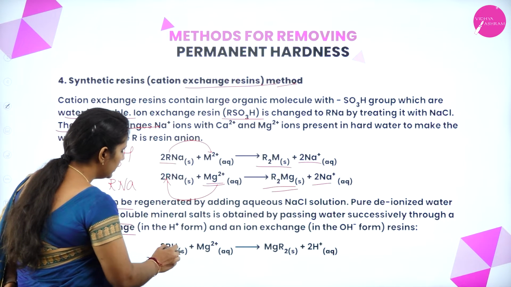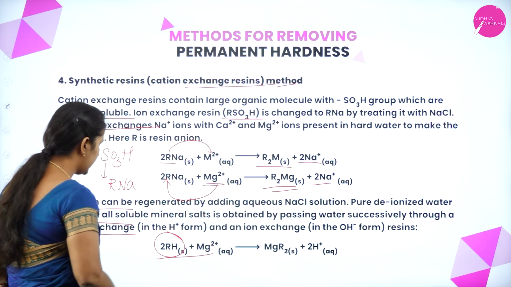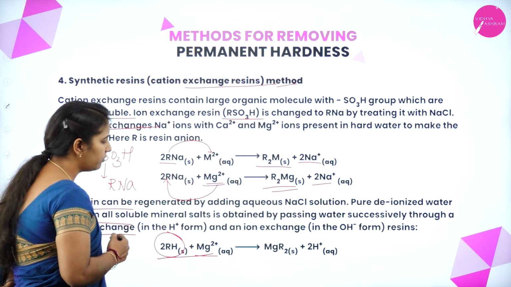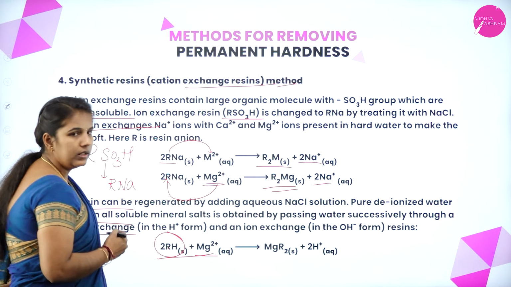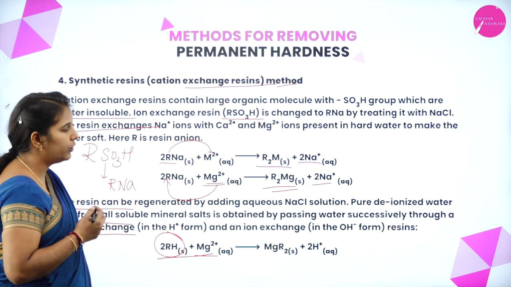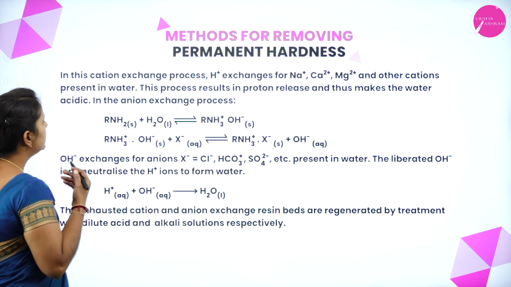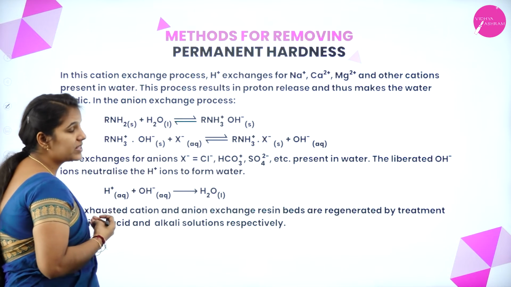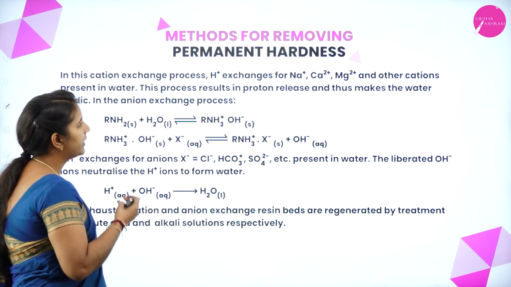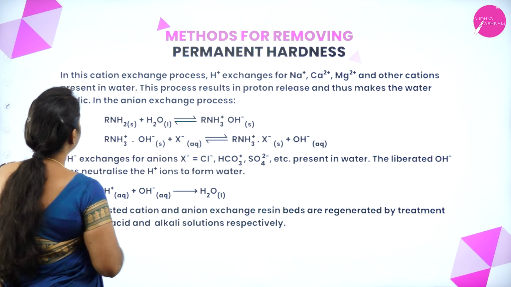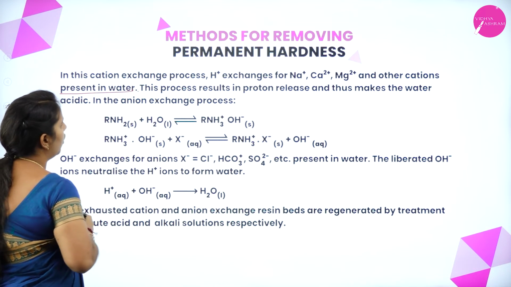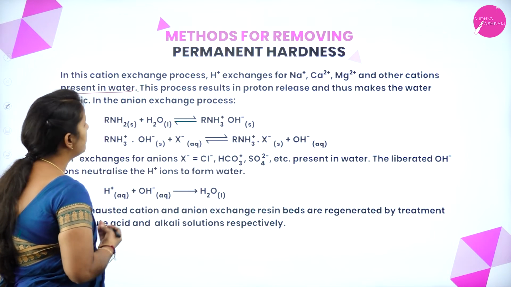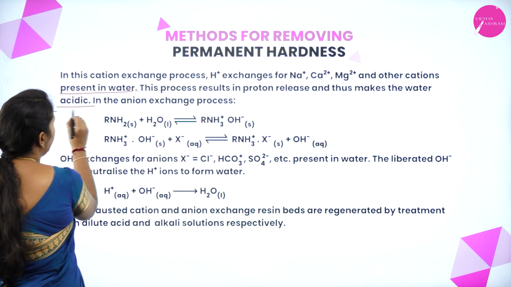Here you can see that the RH, which is nothing but a cation exchanger, is allowed to react with the hard water. It forms what? R2Mg with the formation of 2H plus ions. So this cation exchange process, which has the H plus ion, exchanges with the sodium, calcium and magnesium and other cations found in water. This process results in proton release and makes the water acidic.